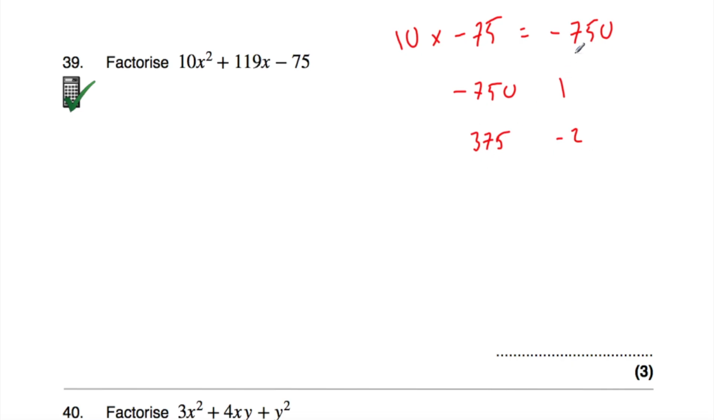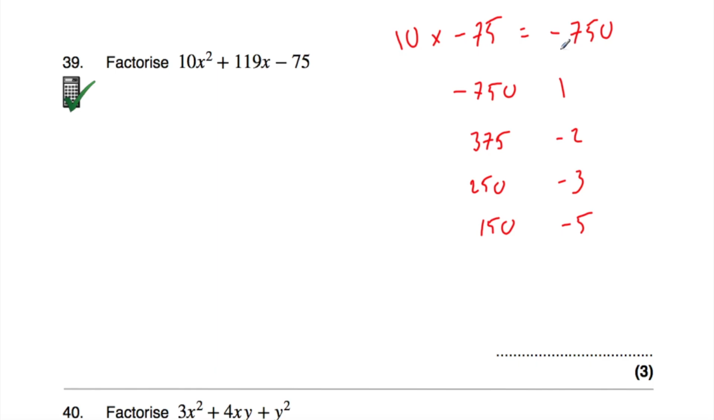So then let's try something else. So we've divided 750 by 1, 2, let's try 3. So minus 3, and minus 750 divided by minus 3 would be equal to 250. So 250 and minus 3, they times together to be the minus 750 that we want, but they don't add together to be 119. Okay, so now let's try something else. So in terms of the factors of 750, well, we've tried 1, 2, 3, 4 is not going to work. Let's try 5. So let's try minus 5. And minus 750 divided by minus 5 would be 150.